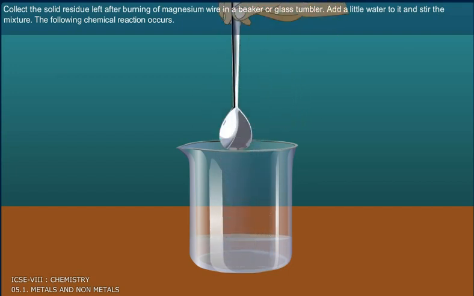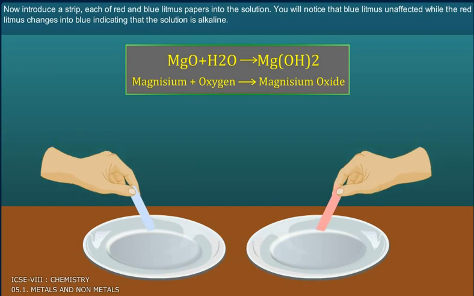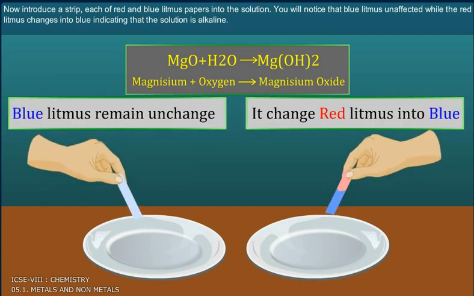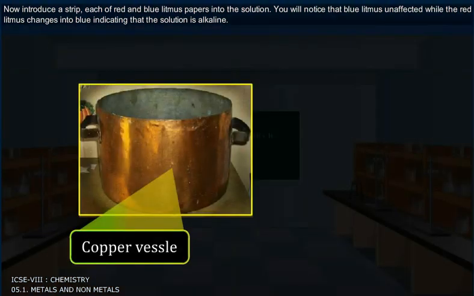The following chemical reaction occurs. Now, introduce a strip, each of red and blue litmus papers, into the solution. You will notice that blue litmus is unaffected while the red litmus changes into blue, indicating that the solution is alkaline.